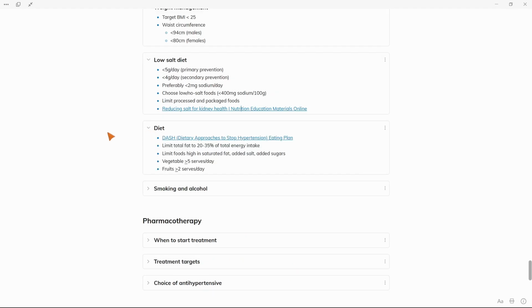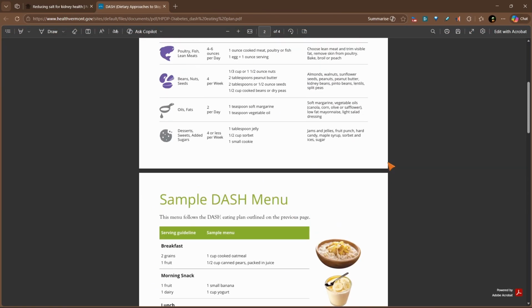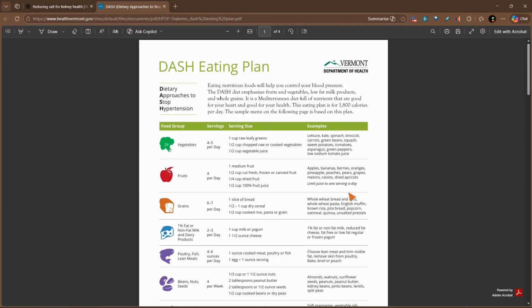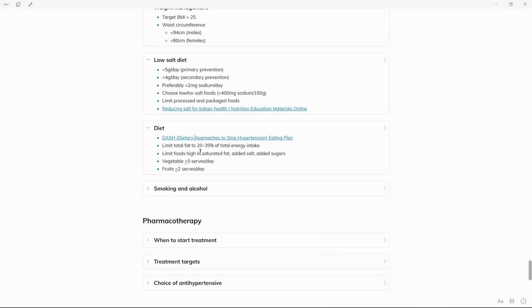So next is diet. Apart from salt, there's also the Dietary Approaches to Stop Hypertension. That is very similar to a low salt diet, but is a bit more thorough, encompassing things like increasing fiber intake with vegetables and fruits, having more legumes and poultry, lean meats, and minimizing intake of saturated fats, sweets and processed foods. Okay, so we want to limit total fat to 20 to 30% of the total energy intake, which means limiting fried food to less than once a week.